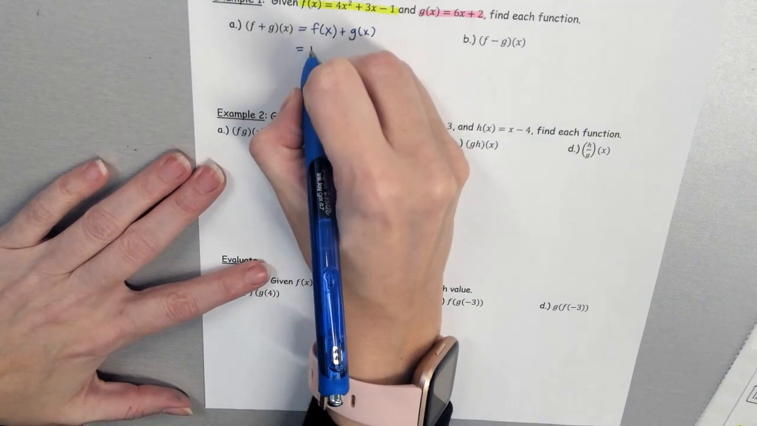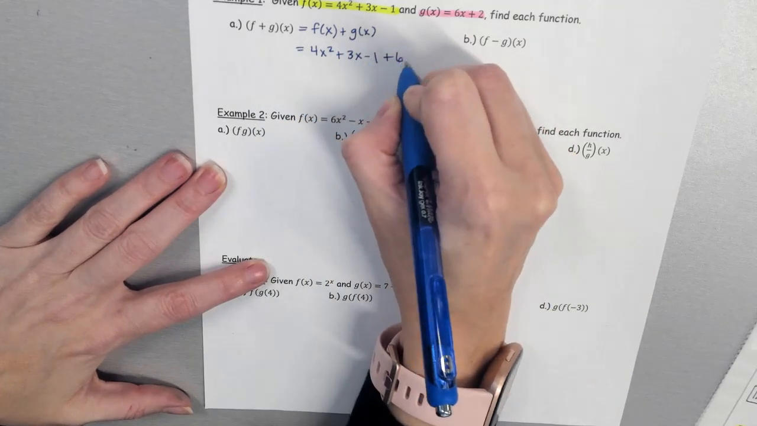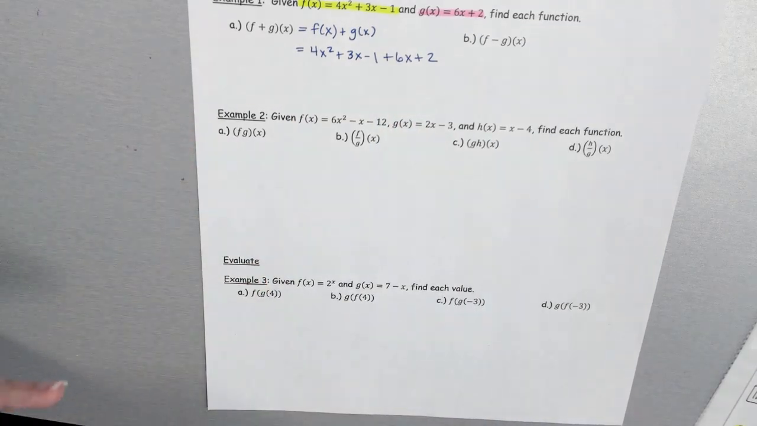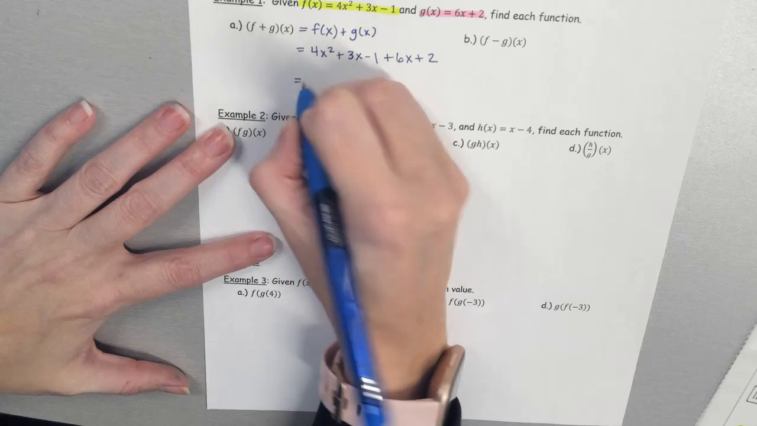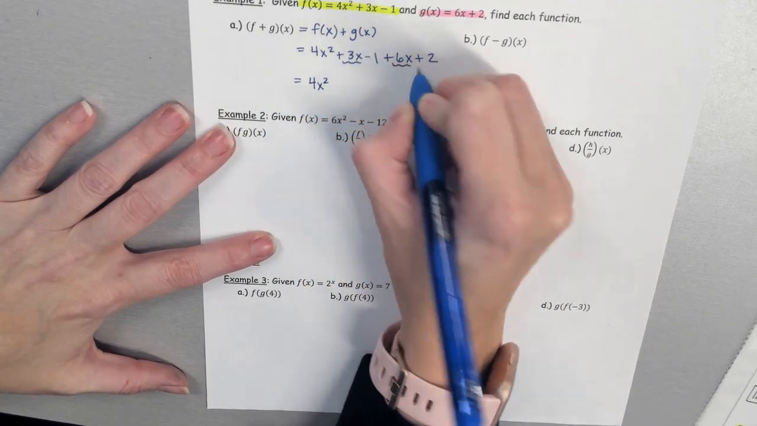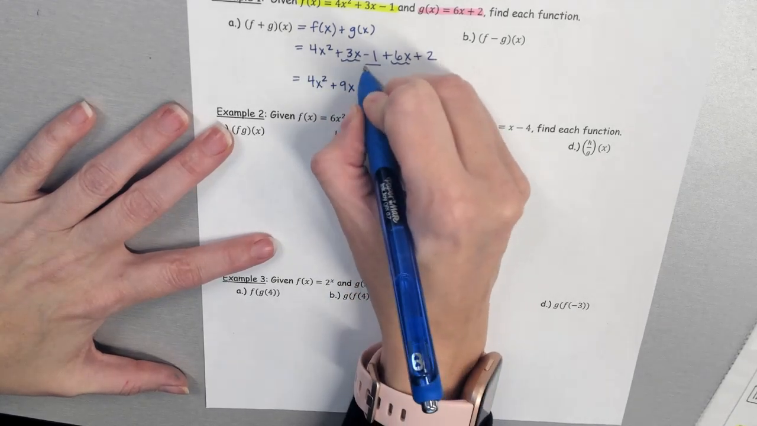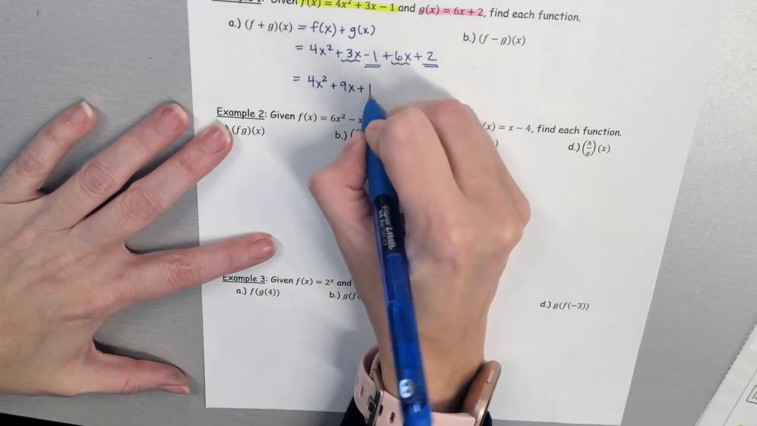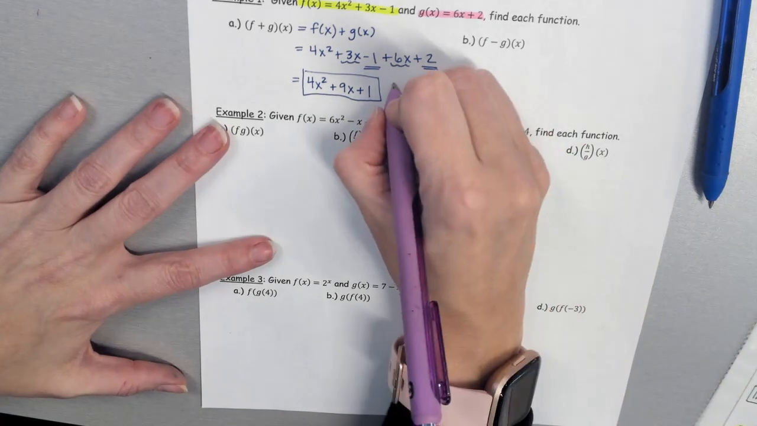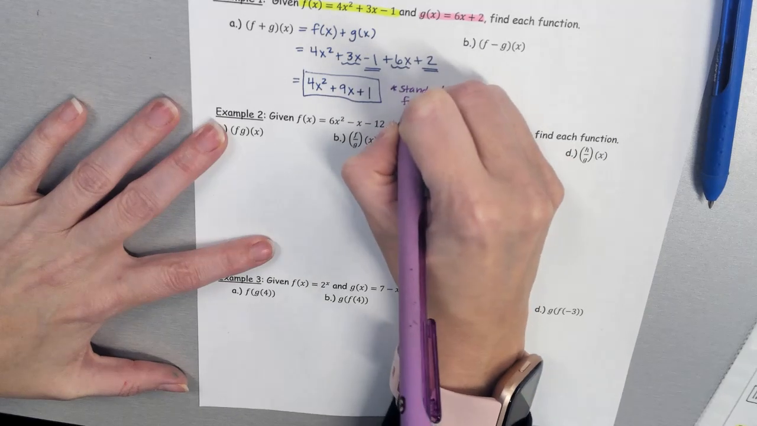Okay, so you are going to add 4x squared plus 3x minus 1 plus 6x plus 2. Okay, so we've added polynomials together before, so this isn't much different than what we've already done. You're going to combine your like terms together. So 3x and 6x can combine to 9x. Negative 1 and 2 is going to combine to 1. And then when you are writing the polynomials, you are going to want to write them in standard form when you're writing your final answer.